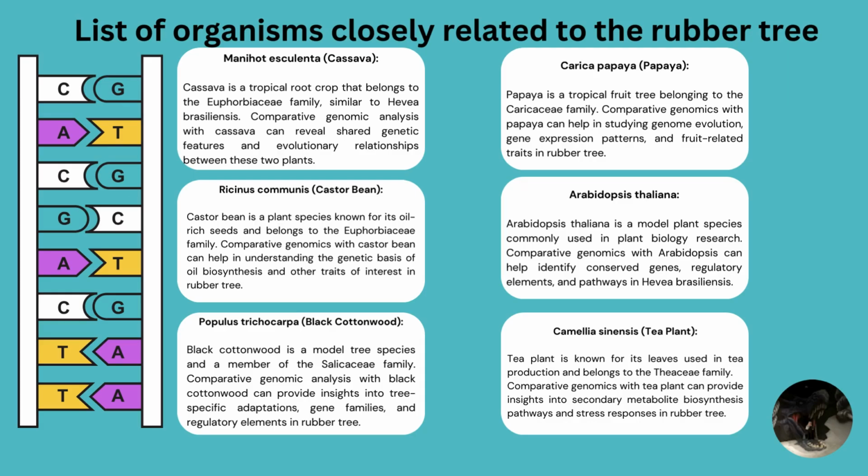List of organisms closely related to the rubber tree. The rubber tree is closely related to several species within the Euphorbiaceae family. Among the list of organisms provided, only Manihot esculenta, Jatropha curcas, and Ricinus communis L. belong to the Euphorbiaceae family. The rest of the organisms belong to different plant families.